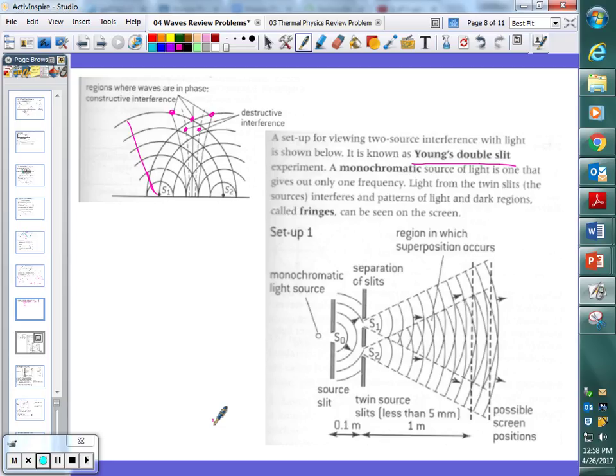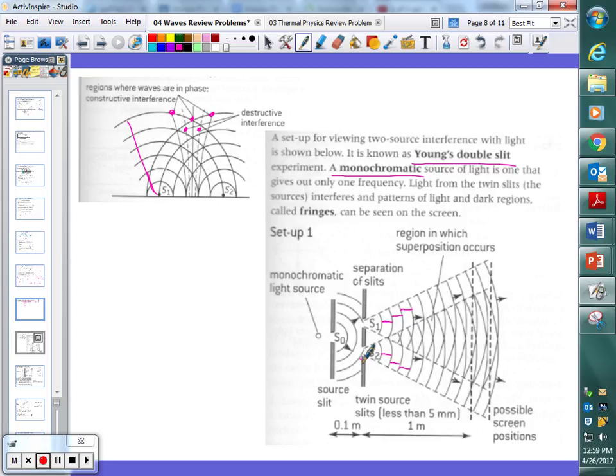What we find is that in Young's double slit experiment, first, we have a monochromatic source of light, the same frequency, meaning that this distance and this distance and this distance are going to be the same on both sides, right? That's going to be monochromatic.